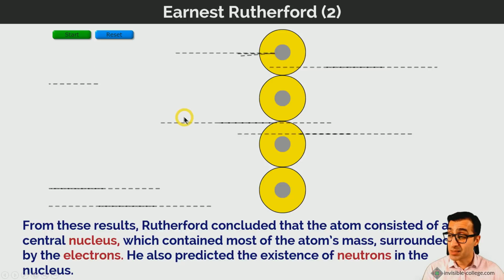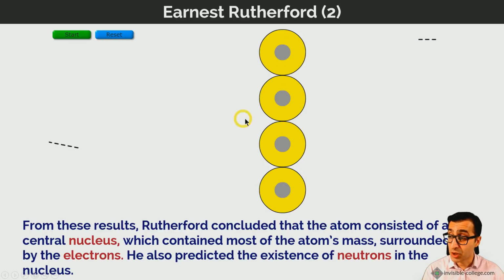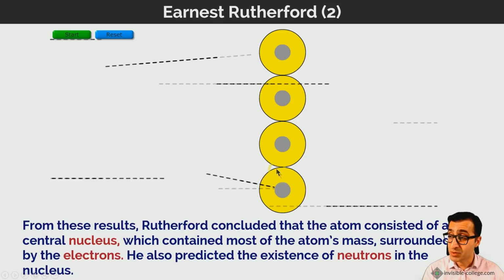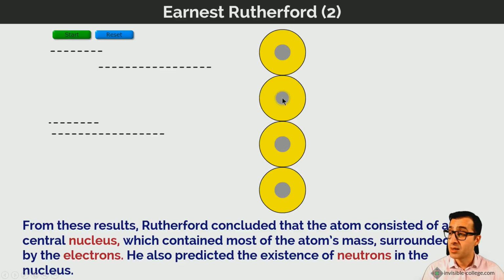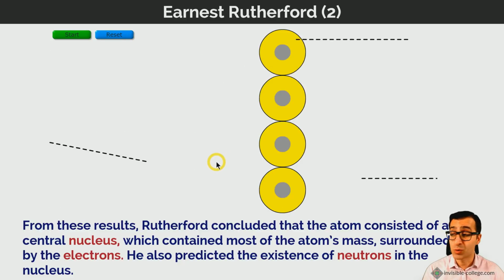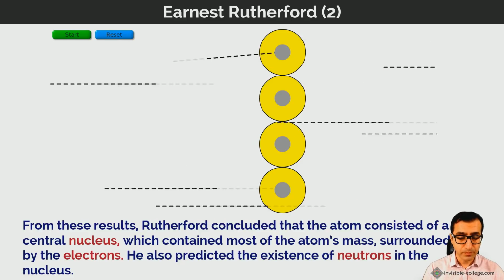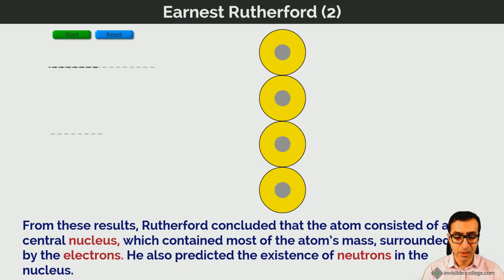And this would explain why many of the alpha particles fired at the gold film would pass straight through, and it would also explain why some of those alpha particles were reflected back because they would collide with the nuclei and be repelled backwards. And it would also explain why some of the alpha particles would be deflected through various angles.